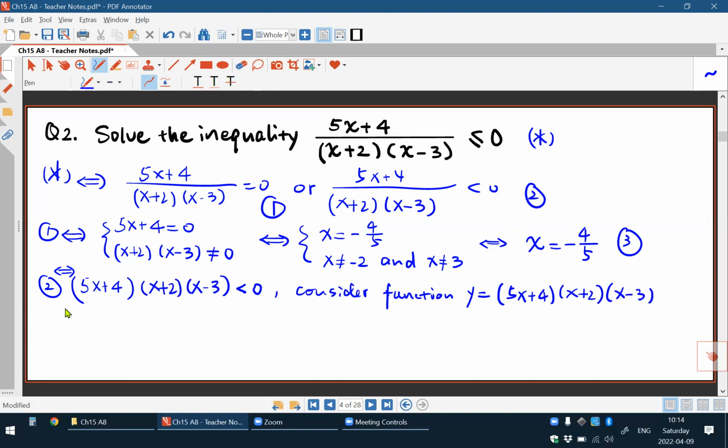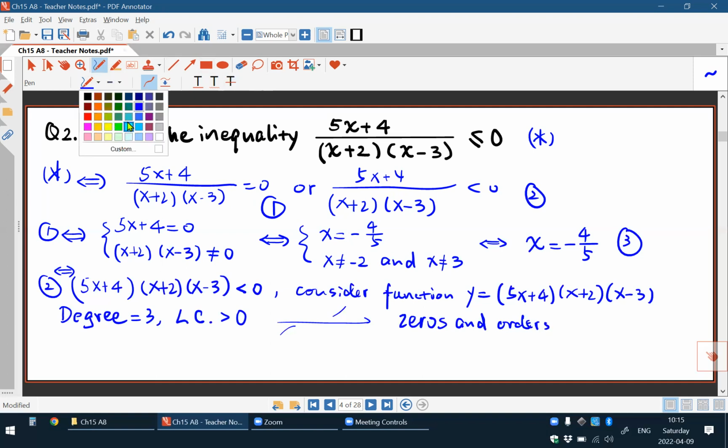Then let's find its degree. The highest possible order is called the degree. Degree is 1, 2, 3. And then the leading coefficient is positive, positive, positive. So the leading coefficient is a positive real number. Then we know its end behavior will look like this. Okay, next, let's find its zeros and orders. Of course, you don't have to draw this here. You can draw it at the last step.